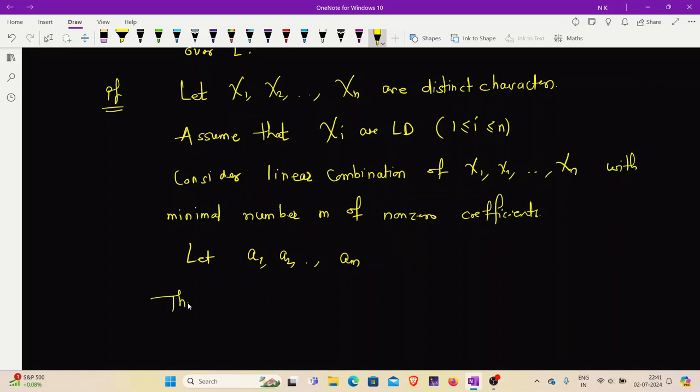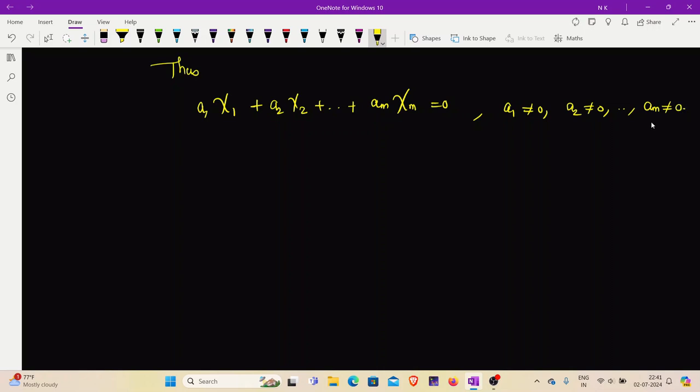So thus we have the expression a1 chi1 plus a2 chi2 plus so on am chi-m equals 0, where a1 is not equal to 0, a2 is not equal to 0, so on am is not equal to 0. Now what will we do? We will take any element from G. So let g belong to G. Apply this function on g.